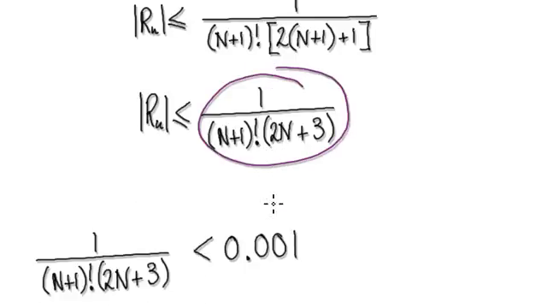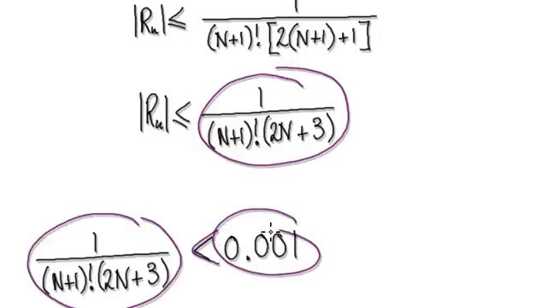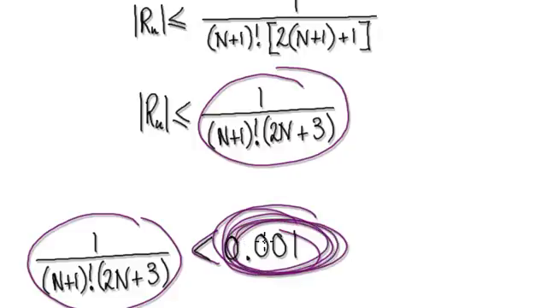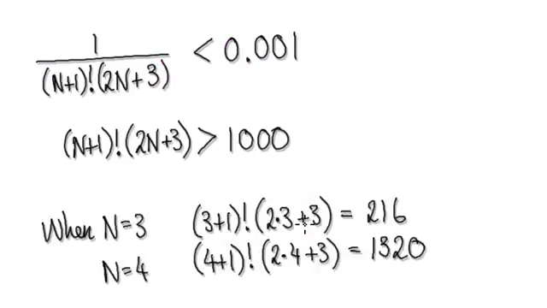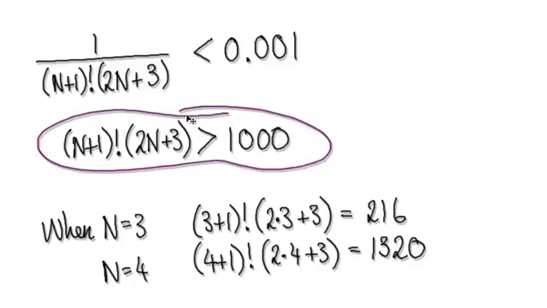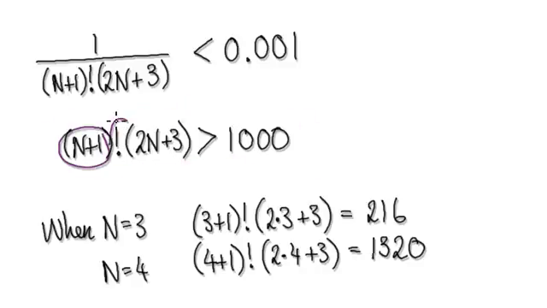Now we want our remainder to be strictly less than 0.001. We want our remainder to be less than this, because right from the start of the previous video we said we want it to an accuracy of this. So now it's just trying to work out capital N. Take the reciprocal, and that will then give you this. Because of this factorial thing here, we don't know how to solve this elegantly, so we're just going to guess.